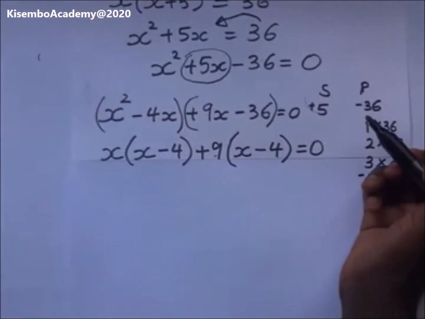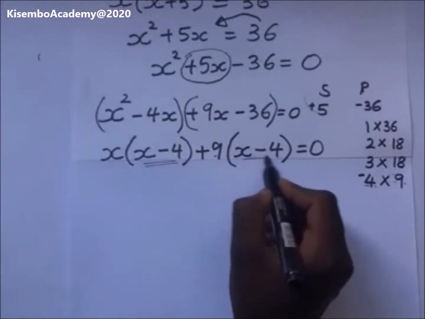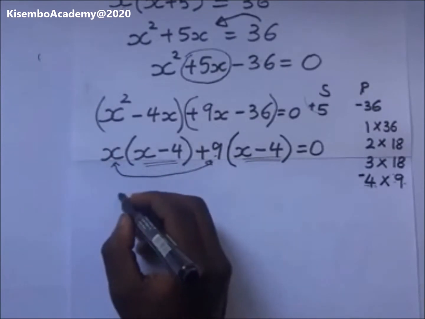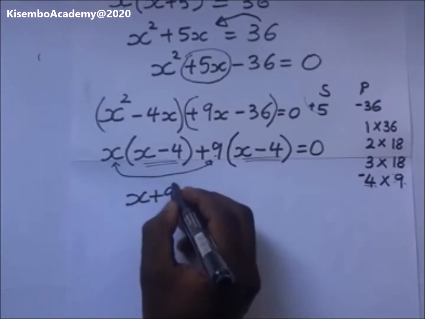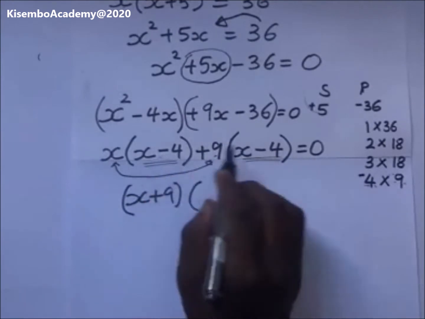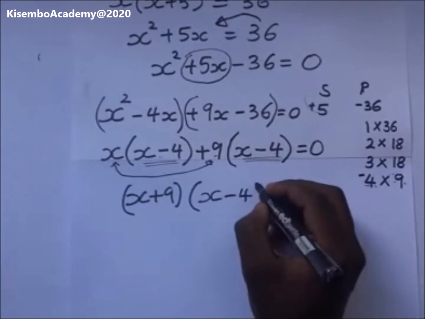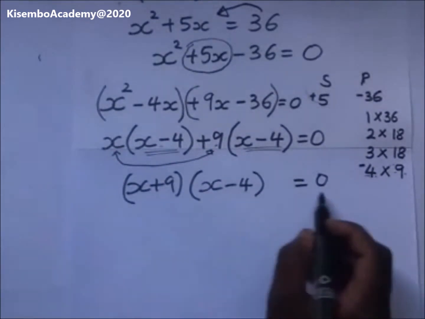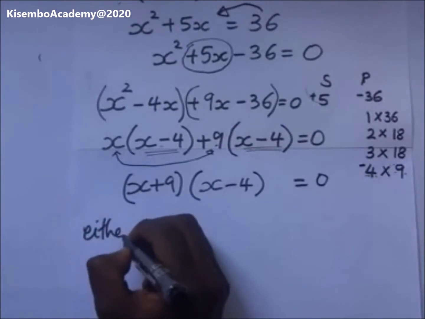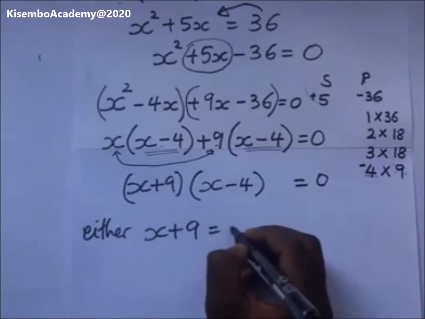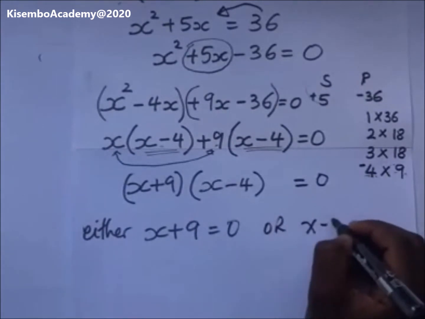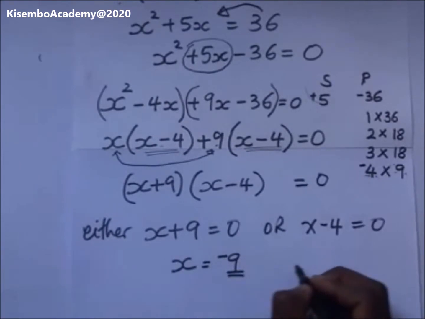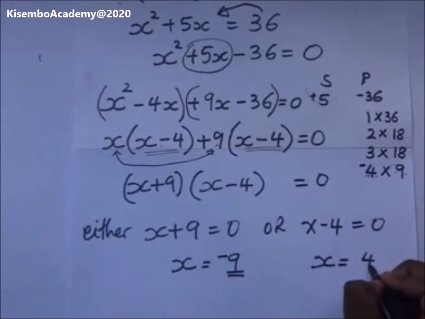Now you're supposed to do it in such a way that the terms in the brackets are the same. It's x minus 4, x minus 4. So we put the terms outside the brackets in their own bracket. So our next step will be x plus 9 into x minus 4 is equal to 0. To find the value of x, it's either x plus 9 is equal to 0 or x minus 4 is equal to 0. And our value of x here is negative 9, or our value of x here is 4.